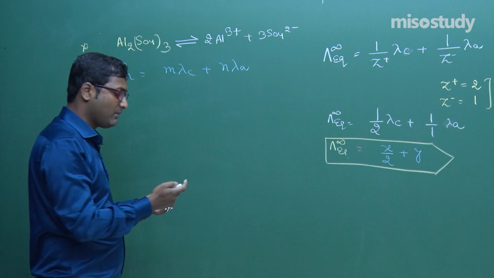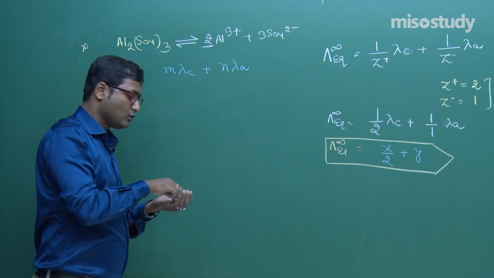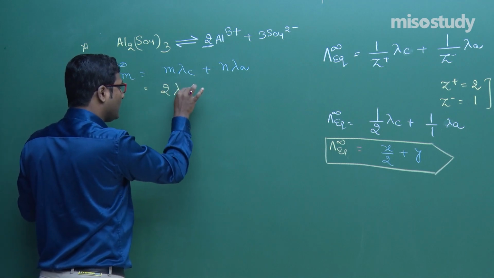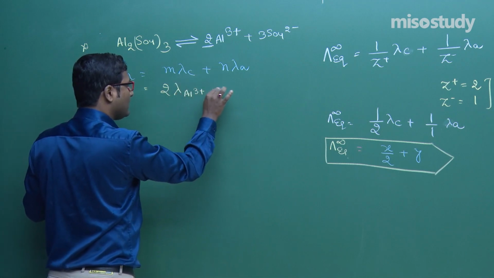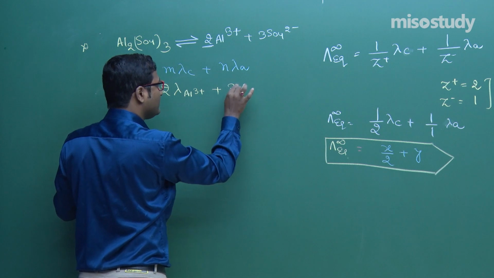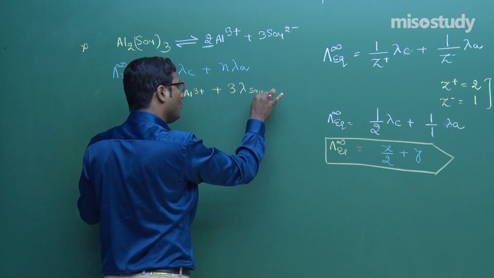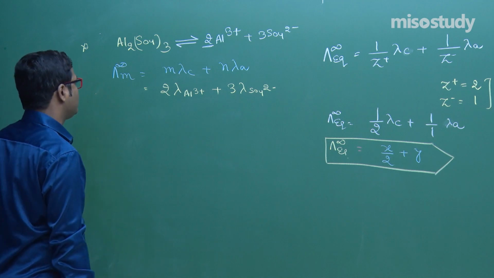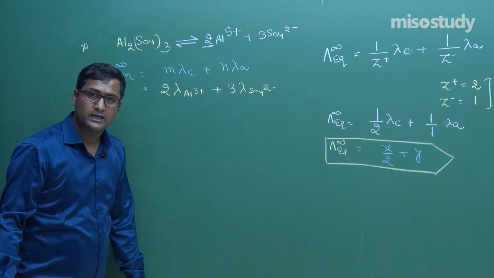What is m here, my friend? 2. So put the value here, that is 2 into lambda Al3+. What is n here? That is 3 lambda SO4 2-. Am I right? Yes, sir. This is the expression for molar conductivity.